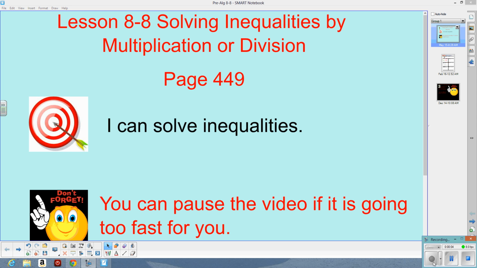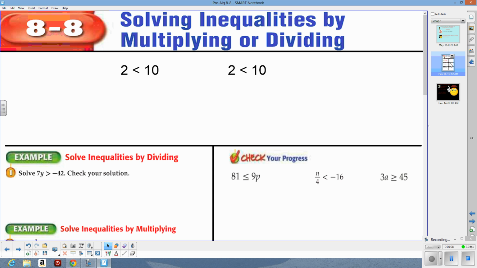In Lesson 8.8, you will solve inequalities by multiplying or dividing both sides. Before we begin, I want to show you what happens when you multiply both sides of an inequality by a positive number, and then what happens when you multiply by a negative number.